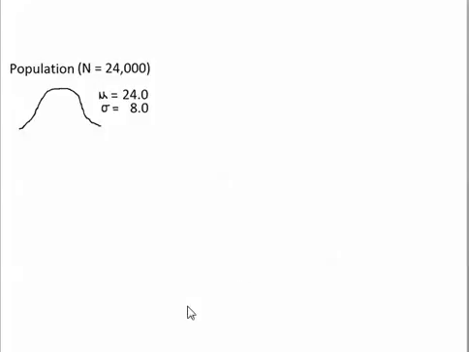Let's say that I decide to randomly select 4 people from this population, record their ages, and then calculate the mean of those 4 ages to estimate the mean age of the population. I know that 4 seems like a pretty small sample size, but we'll just use 4 in this example.